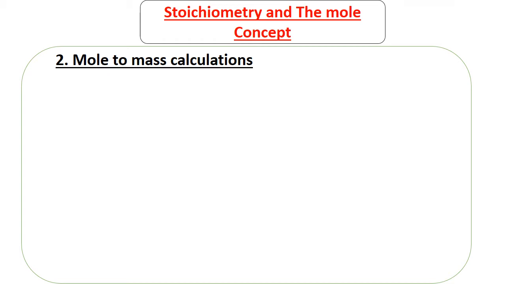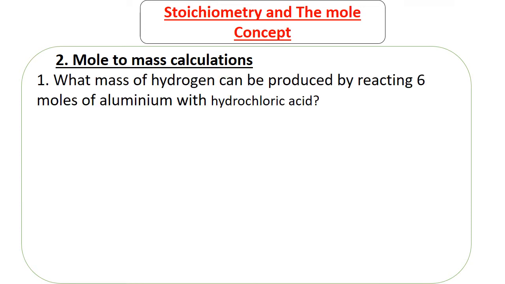So the next type of equations we're going to deal with is mole to mass. In this case, we are going to be given something in moles, and they will need something in mass, or in grams. So here's an example. What mass of hydrogen can be produced by reacting 6 moles of aluminium with hydrochloric acid?